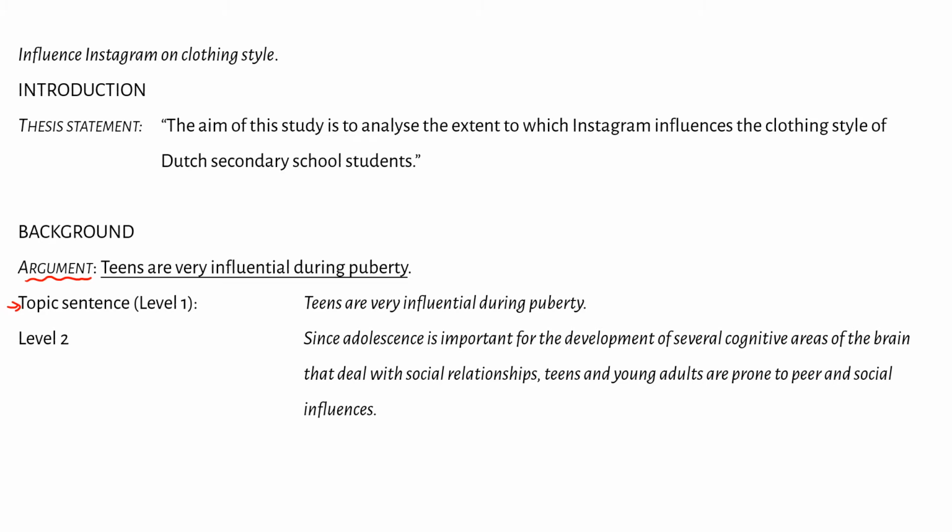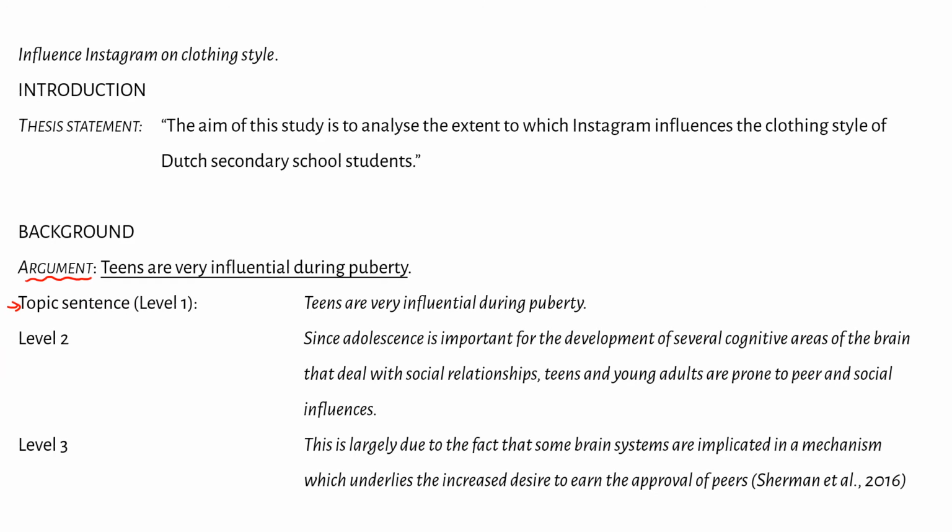Since adolescence is important for the development of several cognitive areas of the brain that deal with social relationships, teens and young adults are prone to peer and social influences. And prone to means that you're influenced in a negative way. Level 3, there is some research I did yesterday. I found this on the internet. This is largely due to the fact that some brain systems are implicated in a mechanism which underlies the increased desire to earn the approval of peers.